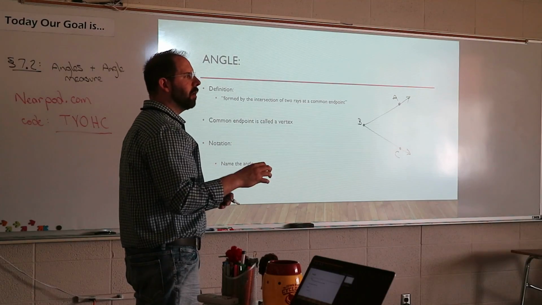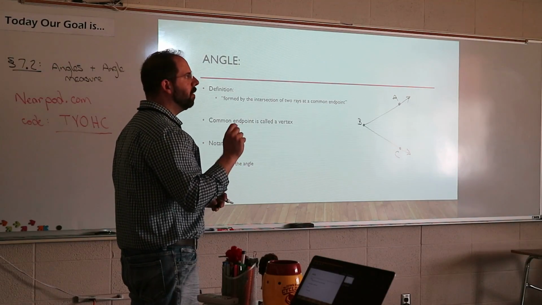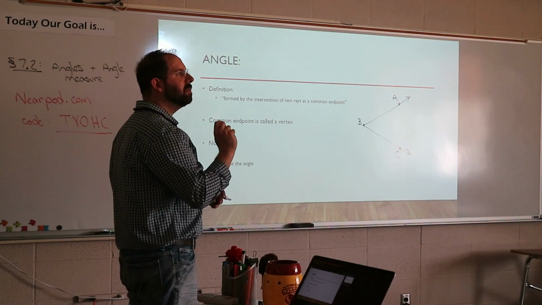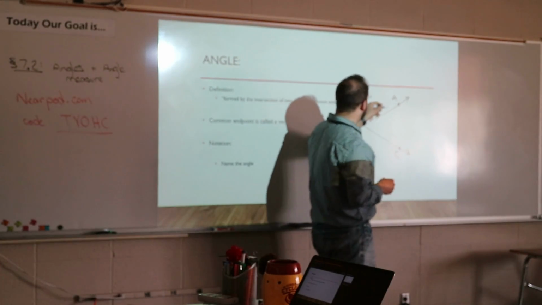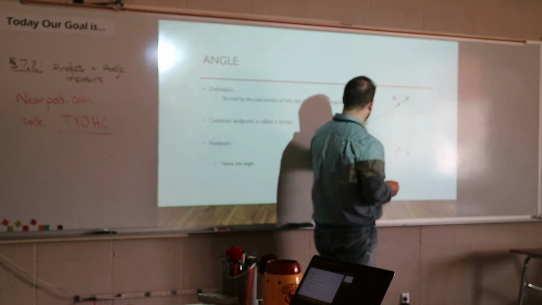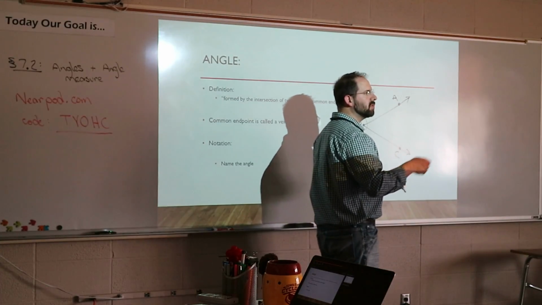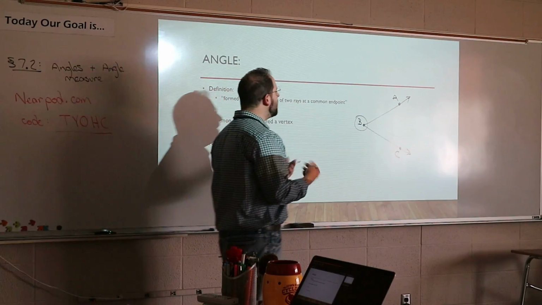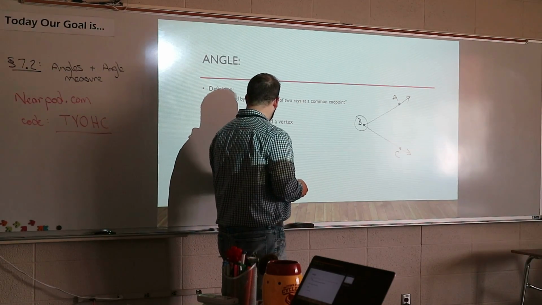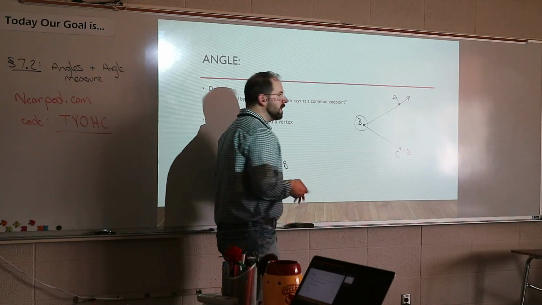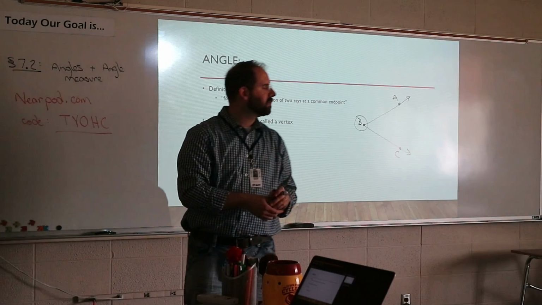The most important letter up here is not the first letter that I wrote, but the letter in the middle, the vertex. So which letter up here is the vertex? B. That's the vertex, right? It's where the two rays meet. That's actually the most important letter of an angle. So when you name an angle, you could just call it angle B. It's right where the vertex is, right where the little wedge is.